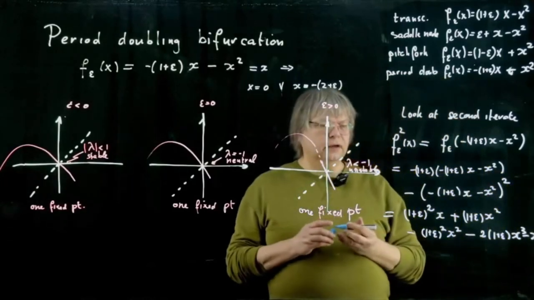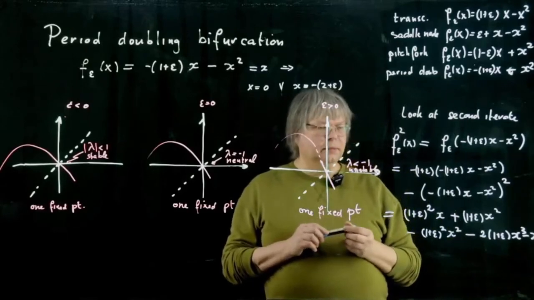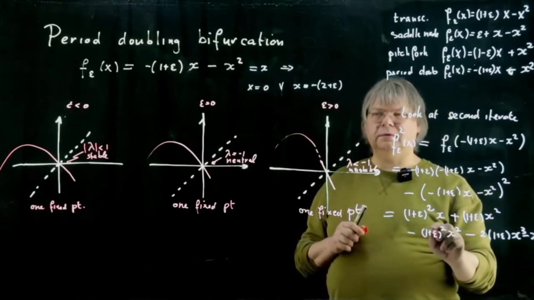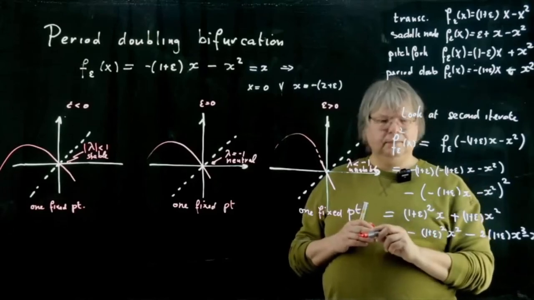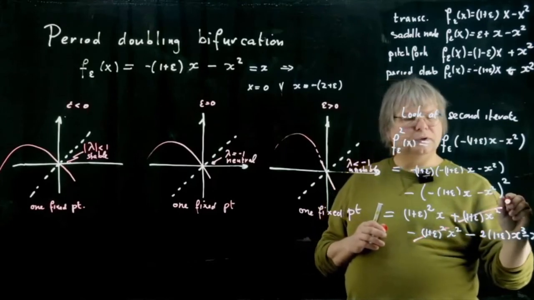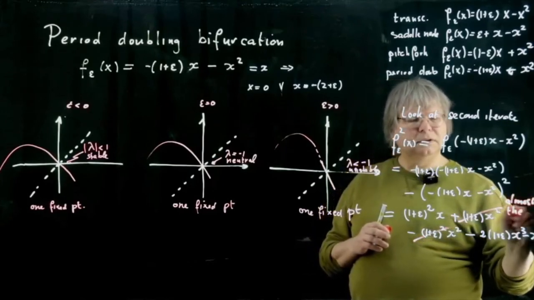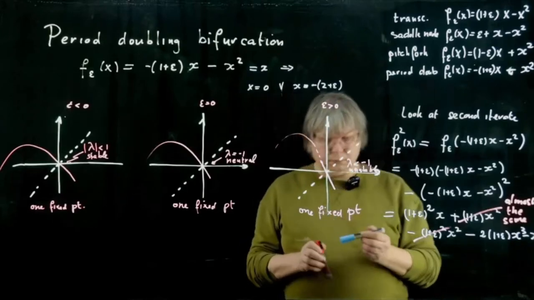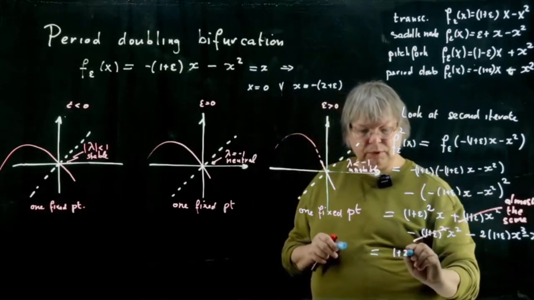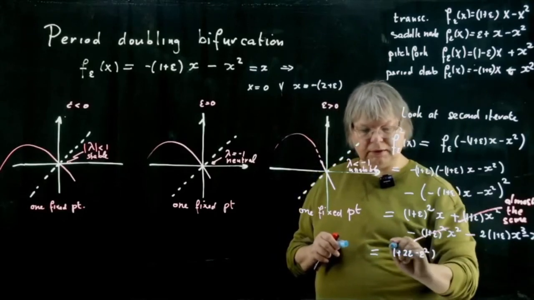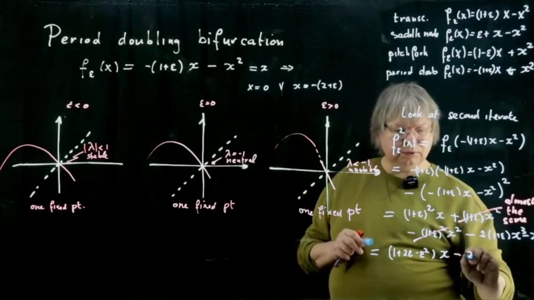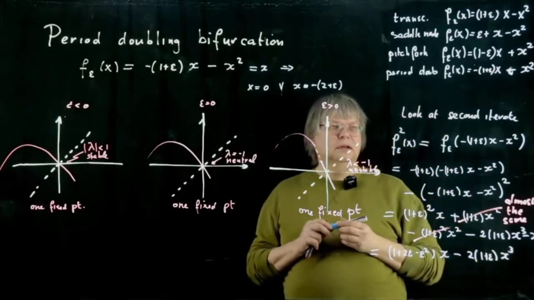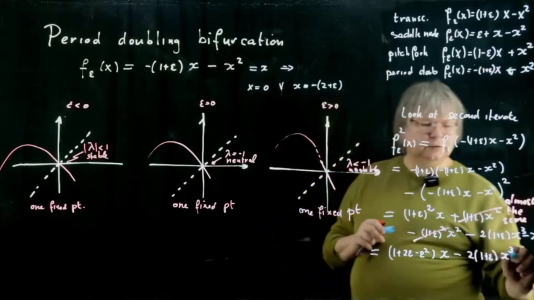Now, we think of epsilon being very small. And that means that morally, this 1 plus epsilon and 1 plus epsilon squared are both very close to 1. It's almost the same, and therefore we're going to cancel it. So if I write it again, I get (1 plus 2 epsilon minus epsilon squared) times x, minus 2 (1 plus epsilon) x cubed, and that is minus x to the fourth.